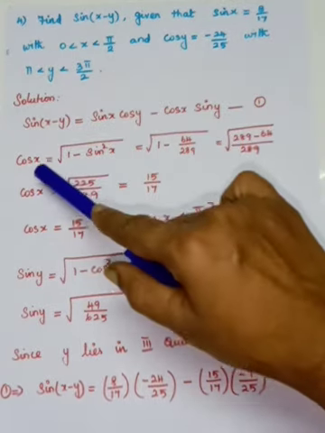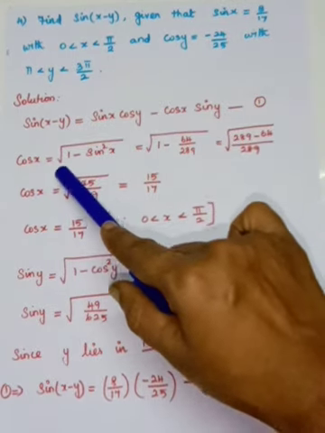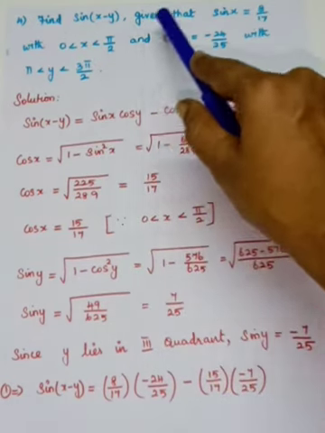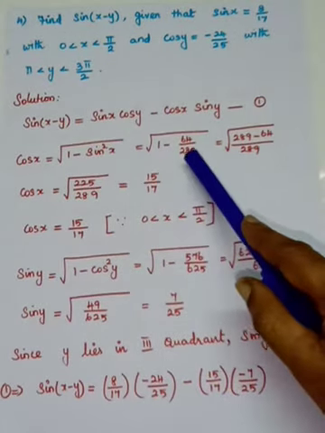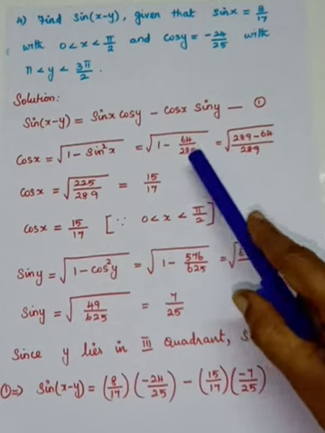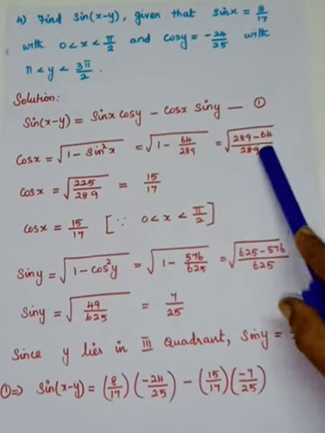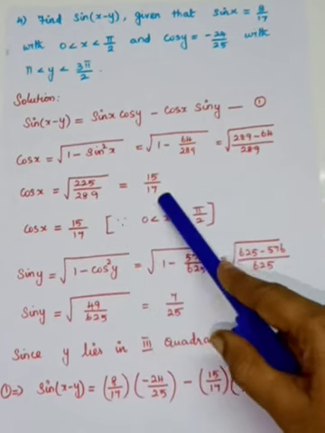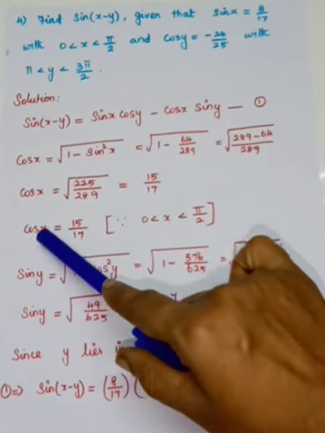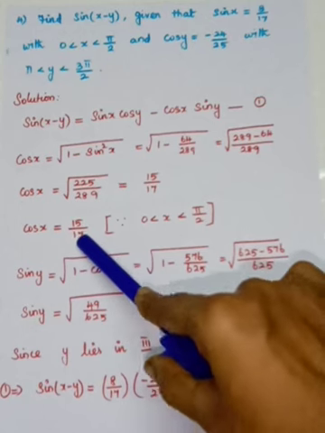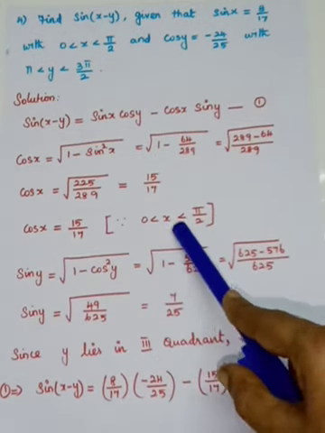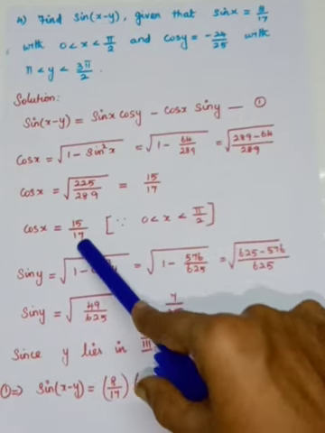As usual, cos x is the square root of 1 minus sine squared x. So you have to substitute. Sin x is what? 8 by 17. So when you square it, it is 64 by 289. You have to take LCM. So this is the answer. If you take square root, it is 15 by 17. Yeah, I have written cos x is positive. Why? Your x lies in the first quadrant. In the first quadrant, all are positive. So cos x is also positive.